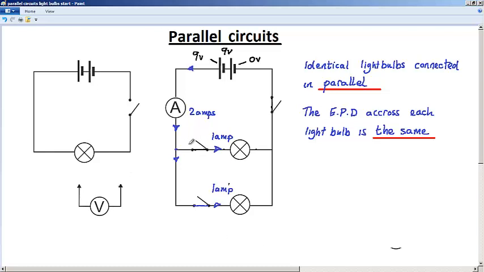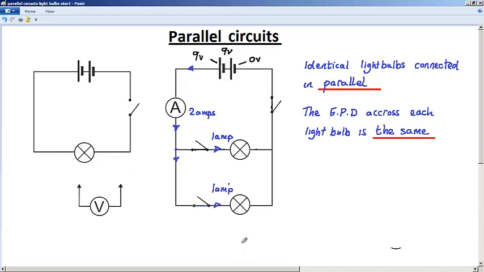You will also have the same current flowing through each light bulb. We'll still have 1 amp flowing through here, and then 1 amp flowing through here, and then 1 amp flowing through an additional light bulb if we add that. So the brightnesses of the light bulbs will still be the same. They will not be affected each time we connect a light bulb in parallel.